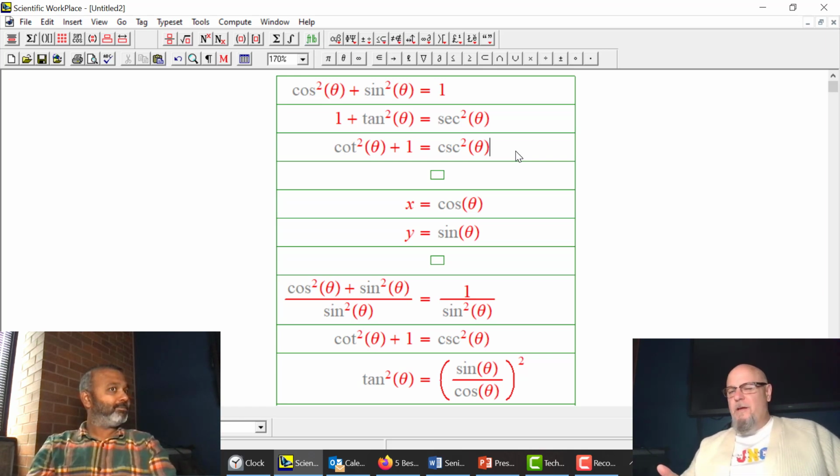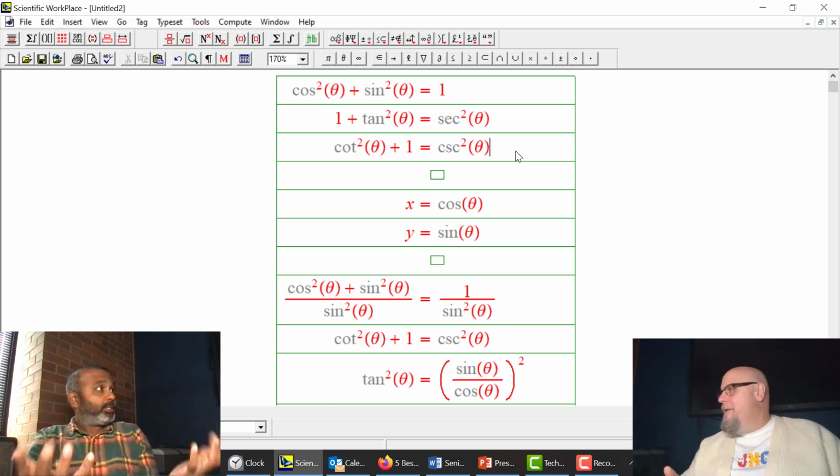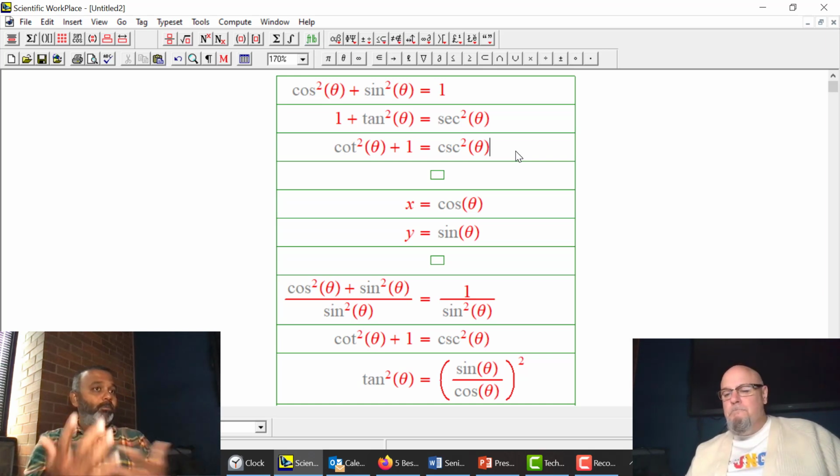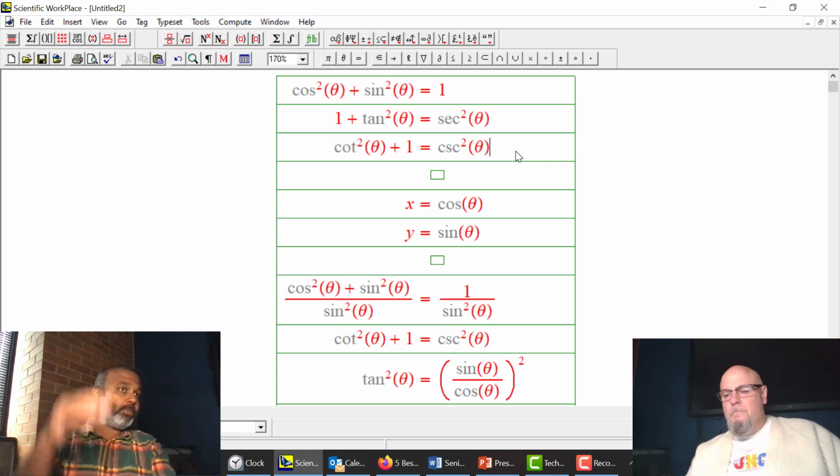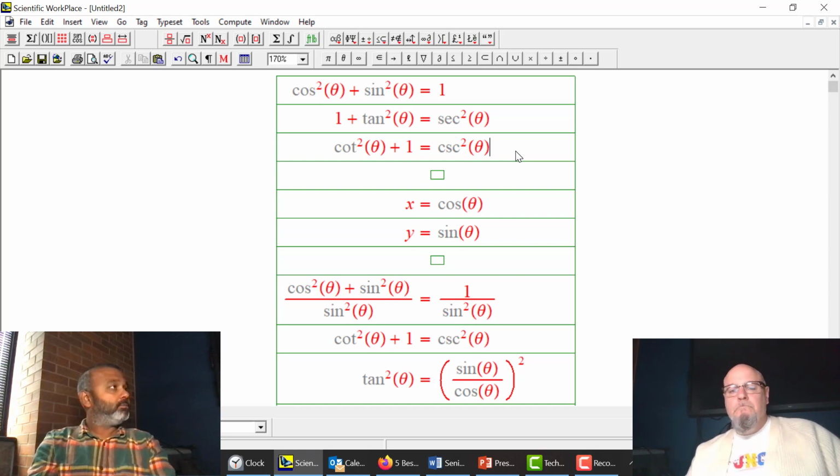Did this all fall out because we said, hey, unit circle, the x is the cosine and the y is the sine? Exactly, that's where we started. All these came about from that unit circle, and the x coordinate is cosine and the y coordinate is sine. Right?